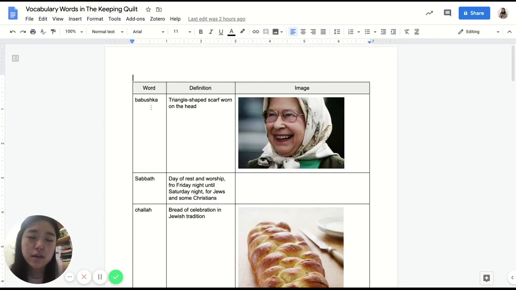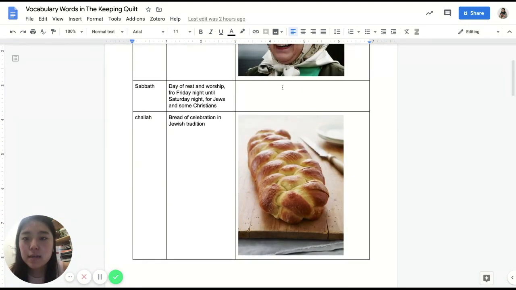So some of you wrote that you weren't sure what a babushka was, and it's a triangle-shaped scarf worn on the head. It's also shown in the illustrations in the keeping quilt, but here I have the queen wearing a babushka. Sabbath is the day of rest and worship from Friday night until Saturday night for Jews and for some Christians. So this word is actually also in your question set from yesterday. So if you completed your question set yesterday, you should know what this word means now. Now, challah. So it's bread of celebration in Jewish tradition.